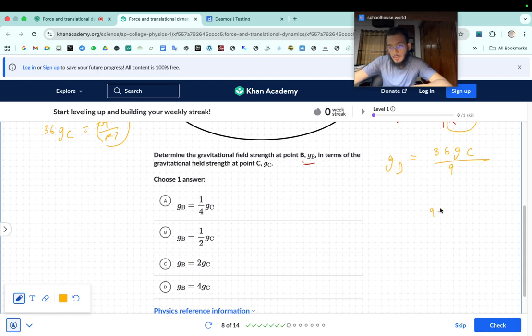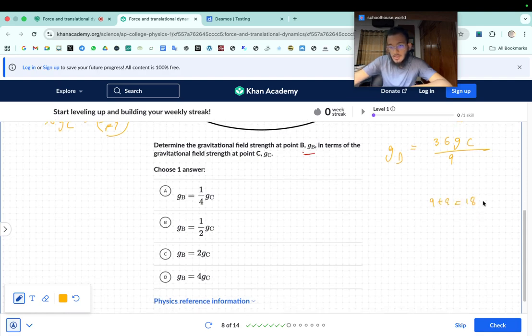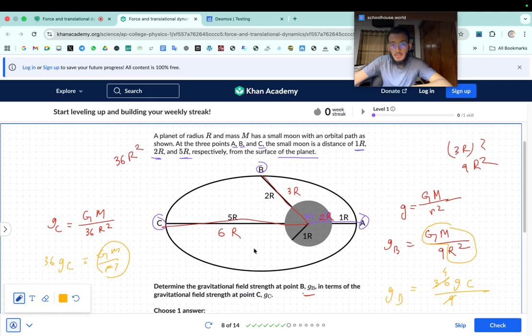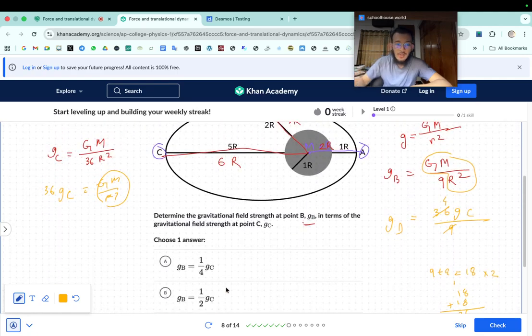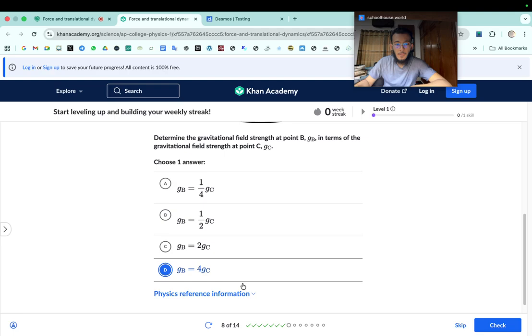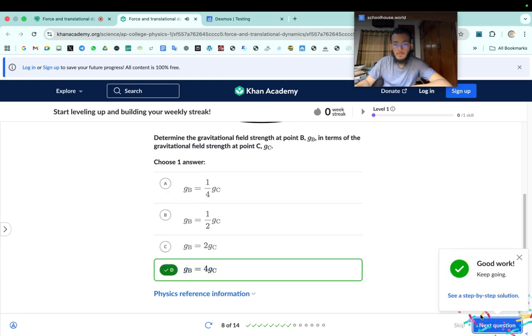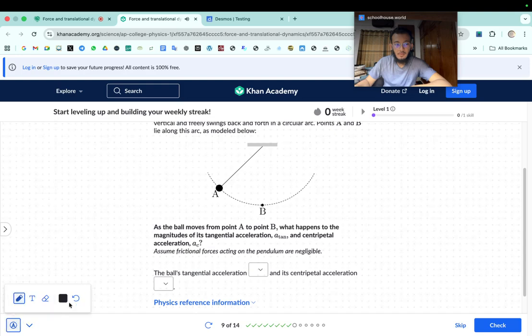So we know that 9 plus 9 is 18, and then 18 times 2 is 36. So 8 is 16 and 36. So it's 4 times. If we cancel this out, it's 4 times. So gB is 4 times gC. So our answer is D. There we go.